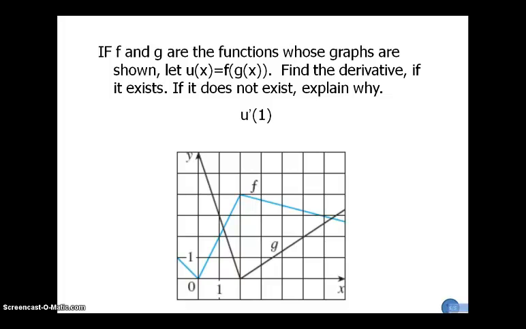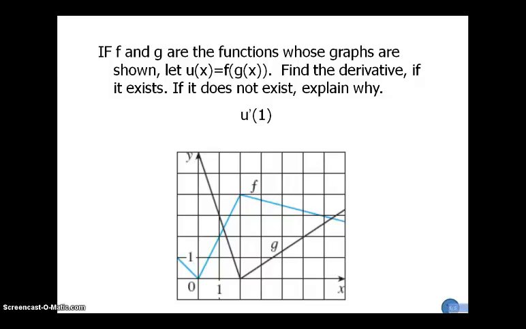And our final example that I want to work here has to do with a composition function. So when we take the derivative, that's going to require the chain rule. So it's the same type of idea, but instead of the product rule or the quotient rule, here's a graph problem for the chain rule. This says if f and g are the functions whose graphs are shown, let u of x be defined as f of g of x. Find the derivative if it exists. If it does not exist, explain why. So they want us to find u prime of 1.